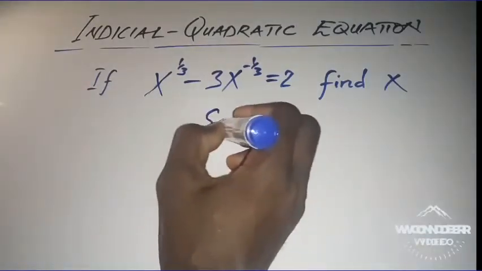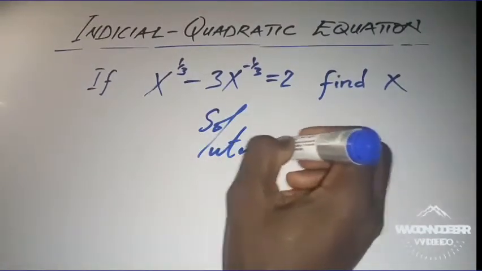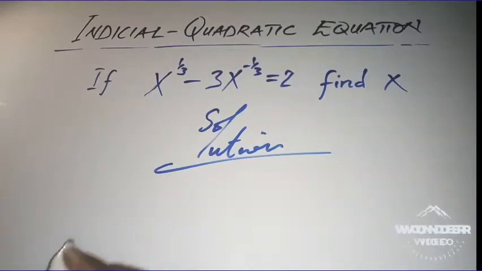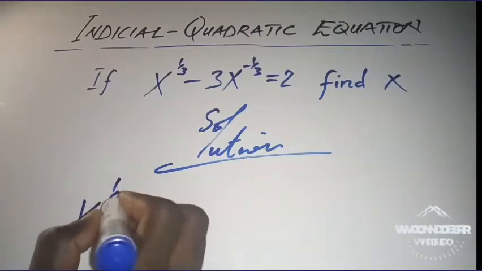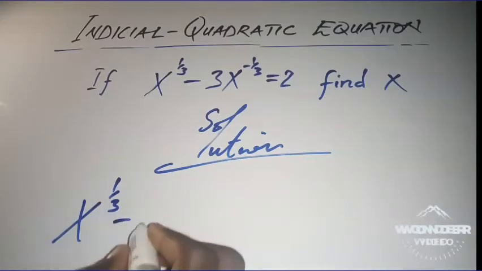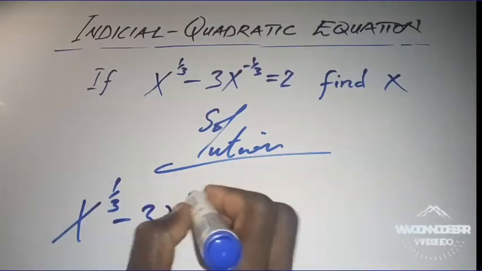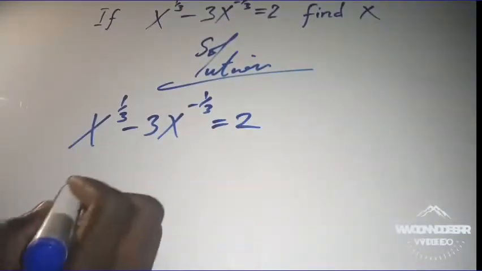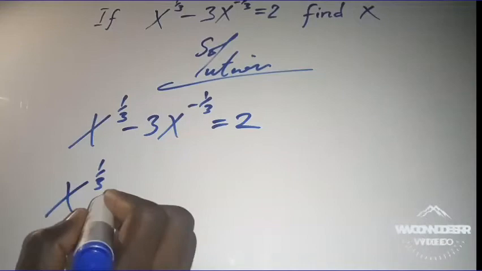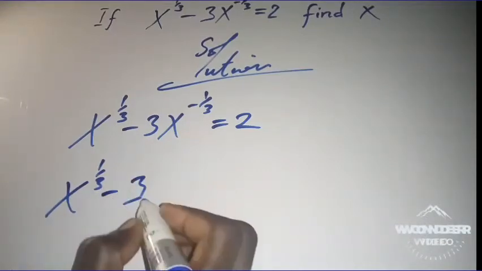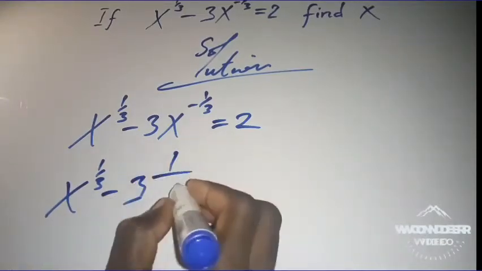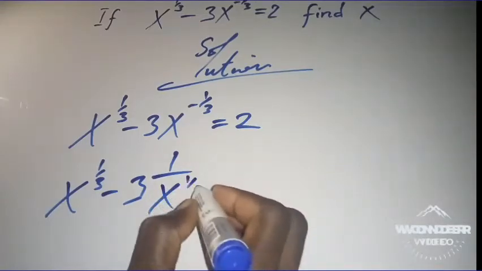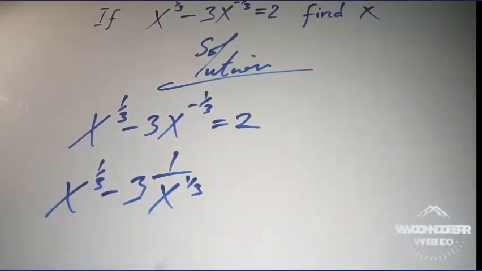Now, solution. The equation is x raised to the power of 1 over 3 minus 3 times x to the power of negative 1 over 3 equals 2. This equation can be written as x to the power of 1 over 3 minus 3 times 1 all over x to the power of positive 1 over 3 equals 2.